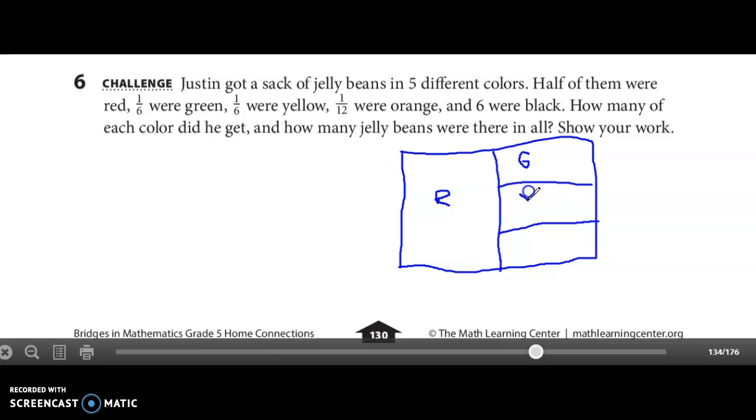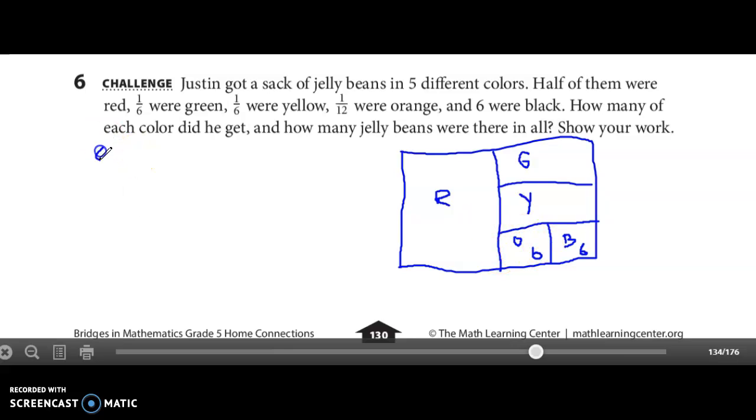1/6 are yellow. So that's going to be yellow. And then 1/12 were orange. So I'm going to break this last 1/6 into half. And that's going to be 1/12. This is going to be orange. And then 6 were black. So the last part that I have left, this is going to be the black. And I know that there's 6 there. So if I know there's 6 black, there's also going to be 6 orange.